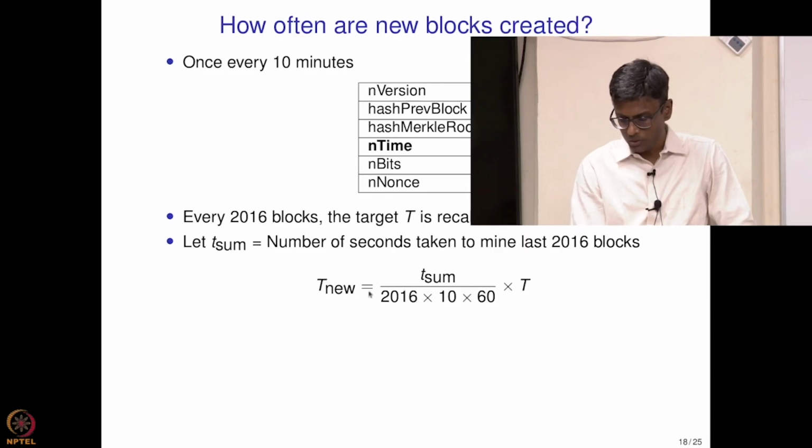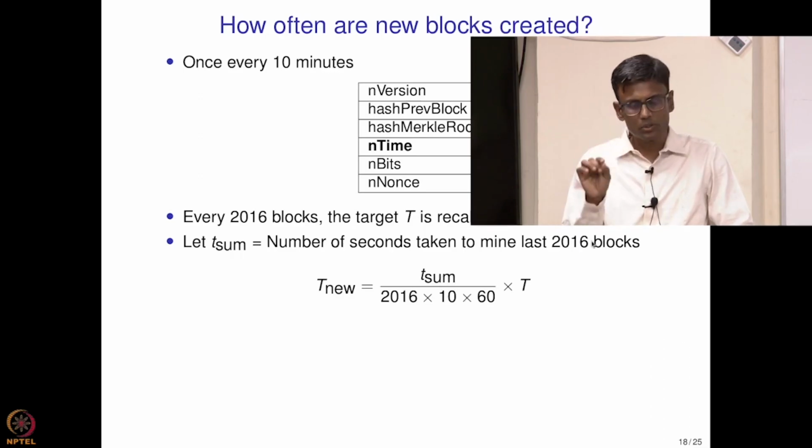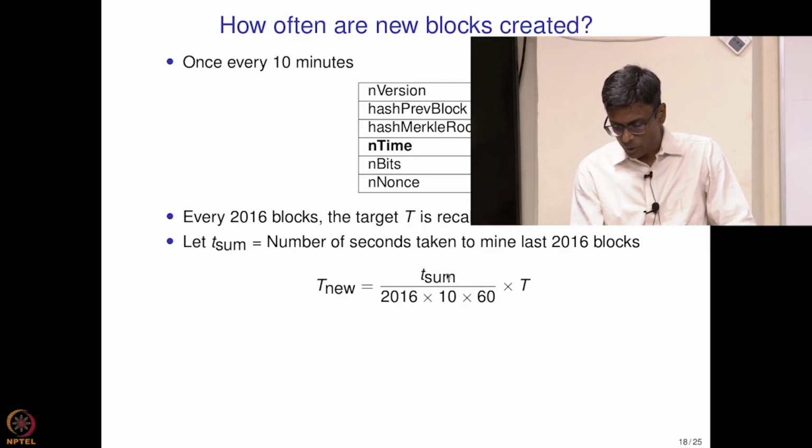So what does this formula say? Suppose the number of seconds taken to mine the last 2016 blocks was exactly equal to 10 minutes per block. Then the numerator will be equal to the denominator. The denominator is 2016 blocks, 10 minutes per block and 60 seconds per minute. So if the blocks were mined in exactly 10 minutes on average, then the new threshold will be equal to the old threshold, because t sum is precisely equal to this denominator.